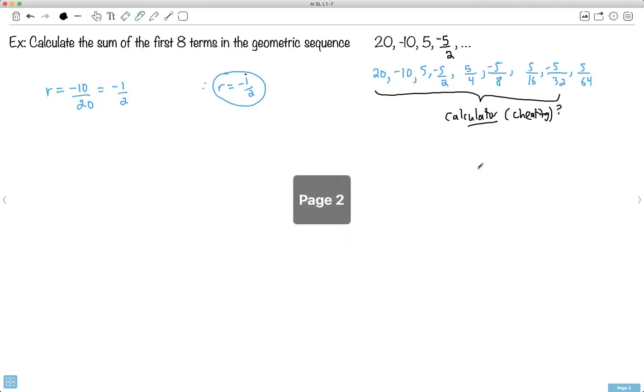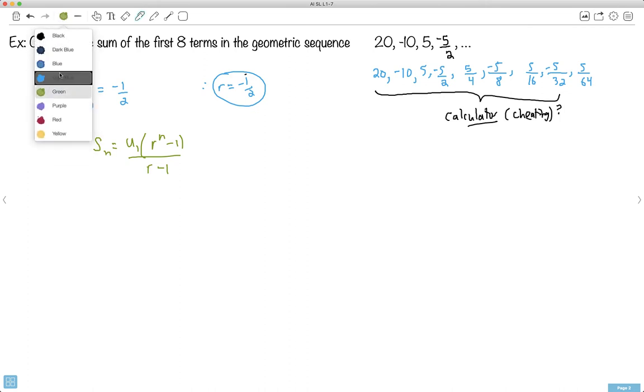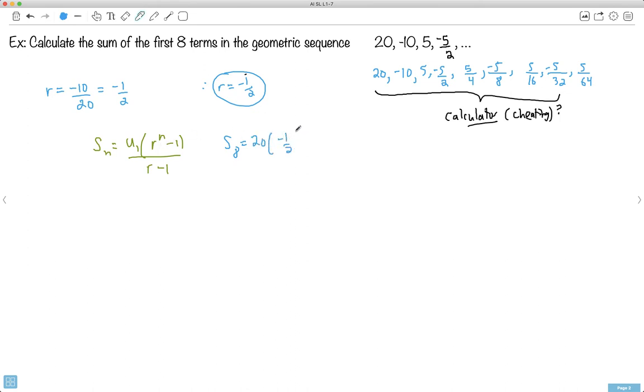So again, we're just going to plug this into the equation. We need Sn, which is the nth term, right? So it's u1 times r to the n minus 1, all that over r minus 1. Good idea to show the equation. Now we just show our substitution. We want S8. Well, what's that going to be? u1 is the first term, which is 20. So I put down 20 here. Then I'll say, all right, r is minus 1 half. I'll say that's to the power of n, which is 8. All that minus 1, all that divided by minus 1 half, minus 1.